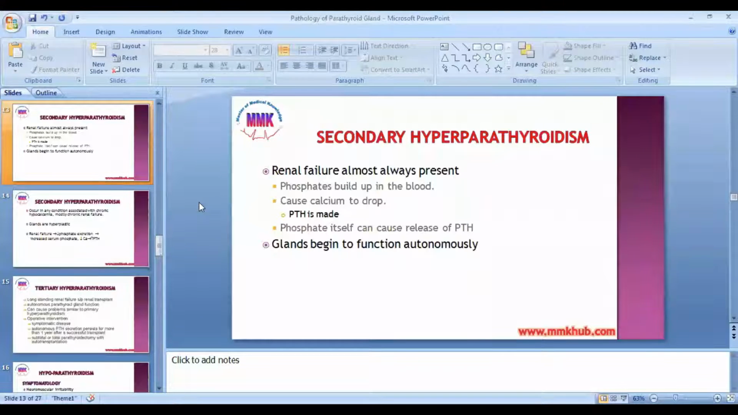Now the secondary hyperparathyroidism. In secondary hyperparathyroidism, renal failure is almost always present. Phosphates build up in the blood and cause the calcium to drop. Phosphate itself can cause the release of the parathyroid hormone. So in secondary hyperparathyroidism, there is decrease in the serum calcium, but parathyroid hormone level is increased. And that increase in the parathyroid hormone level can be due to the increase in the phosphate levels.